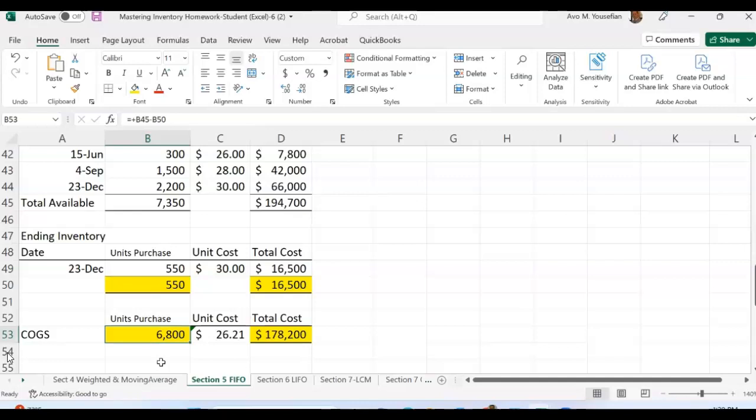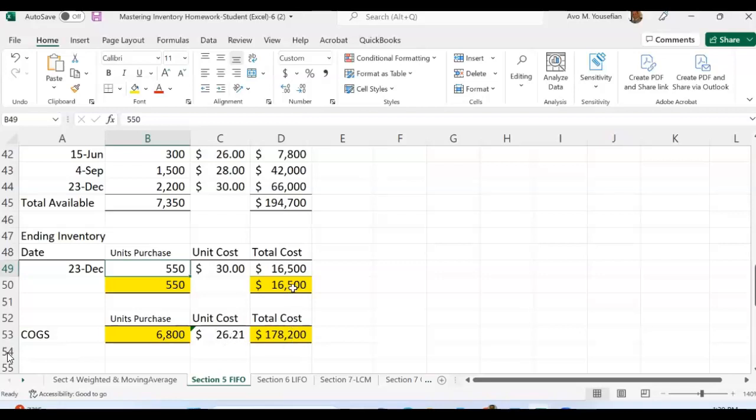In this problem, they gave it to you. So they said, oh, you have available of 7,350, you sold 6,800. That means end is 550. In real life, you know it's 550. That's the only way you do it, by doing a physical count.